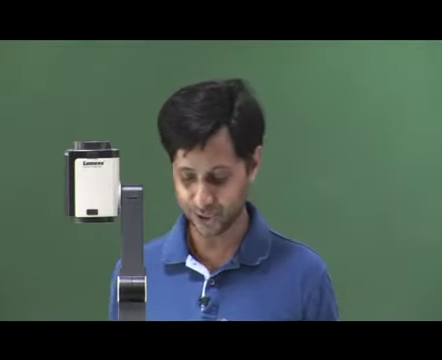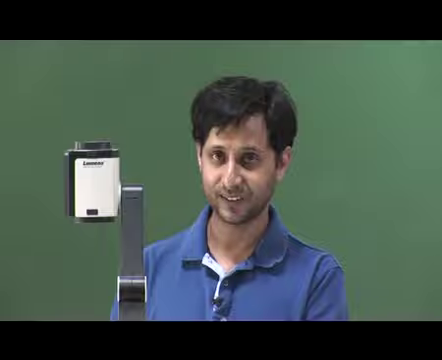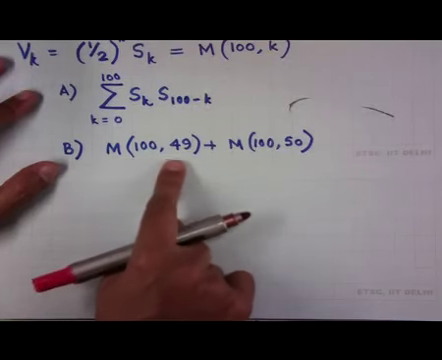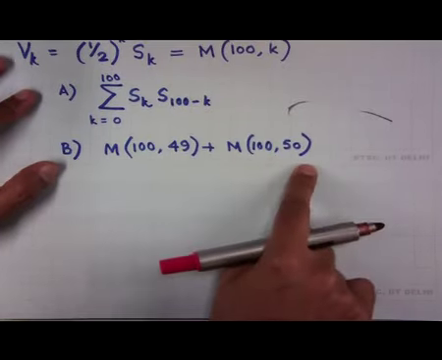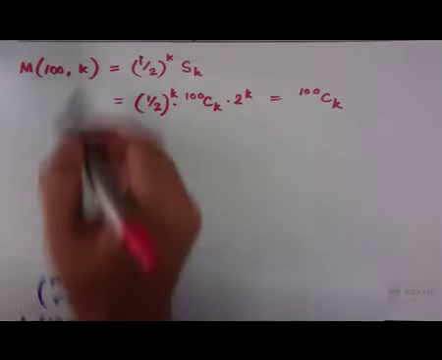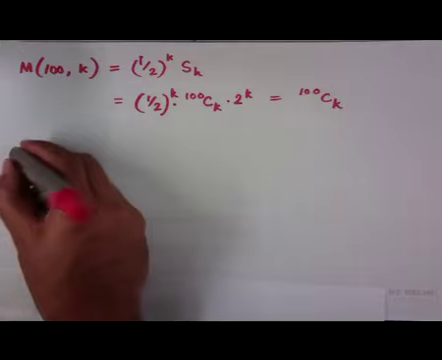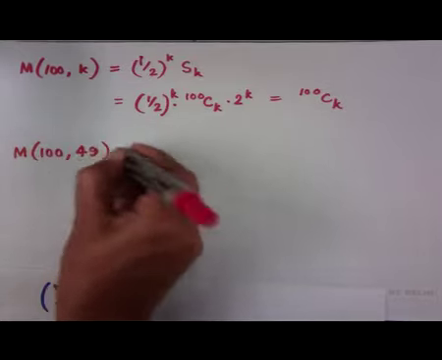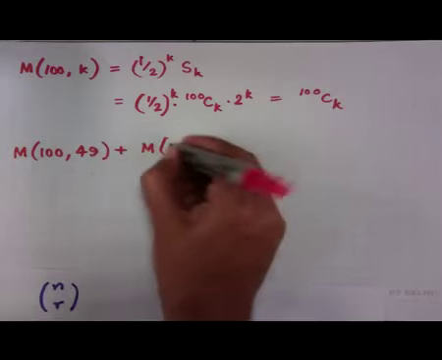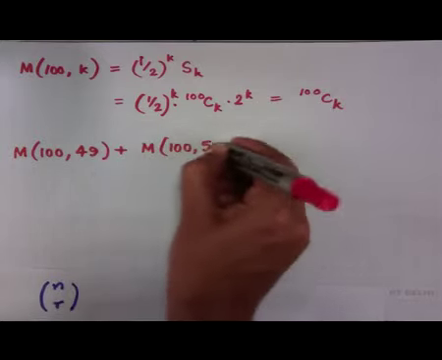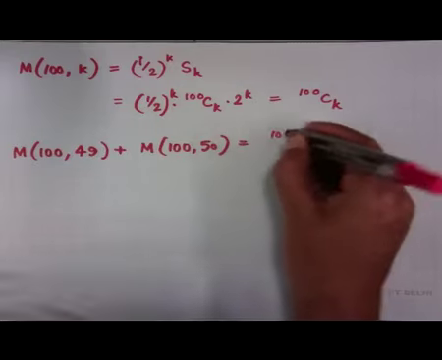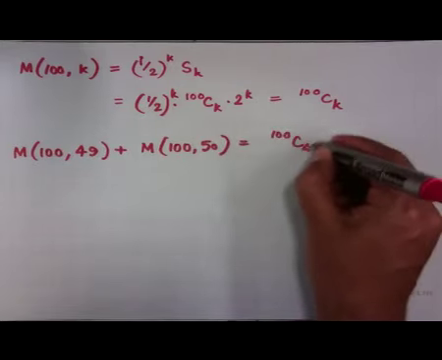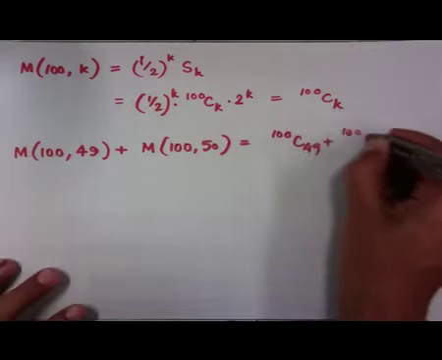And then what is his question? The question is, what is m of 100 comma 49 plus m of 100 comma 50? And now you can do this, can't you? M of 100 comma k is nothing but 100 choose 49 plus 100 choose 50.